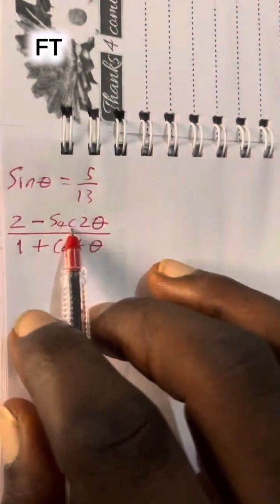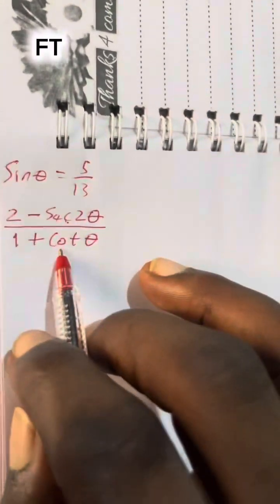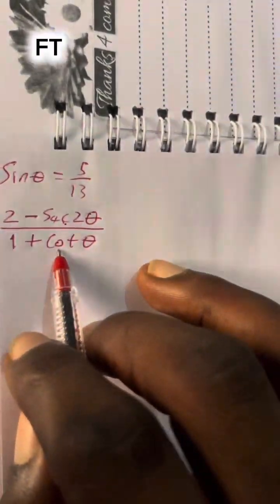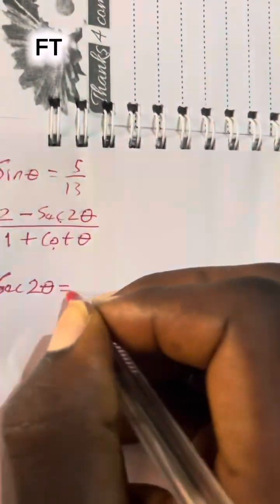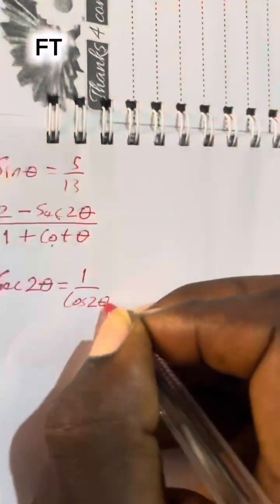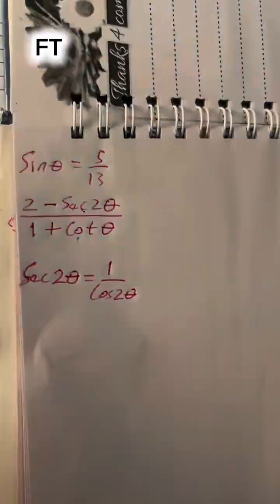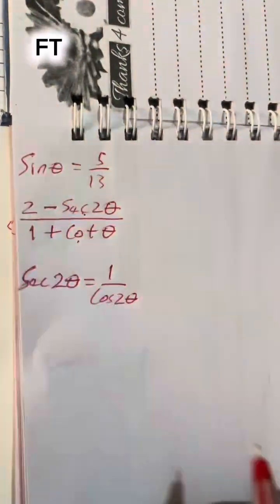So what is sec? Sec is the inverse of cos. And cot is the inverse of tan. Therefore, sec 2 theta will be equal to 1 over cos 2 theta. So we'll just continue from here.